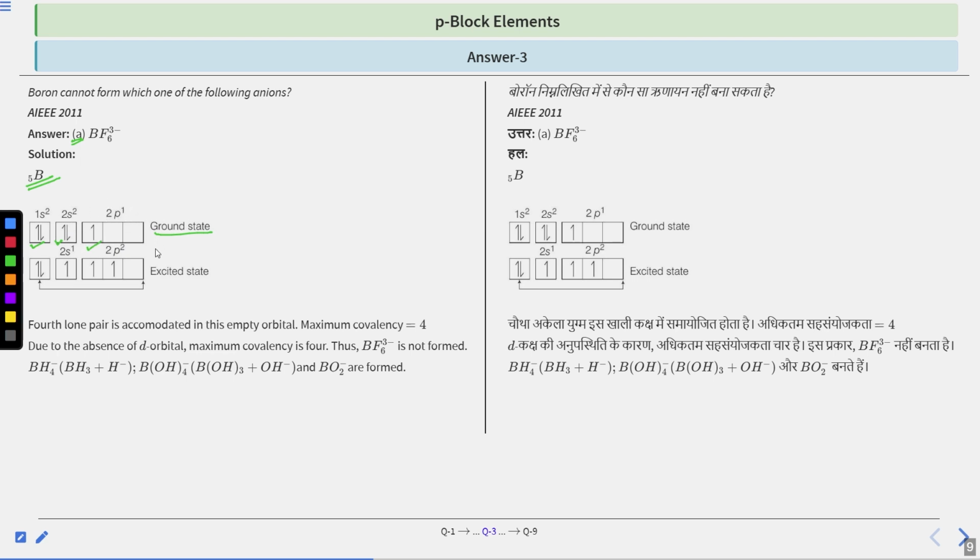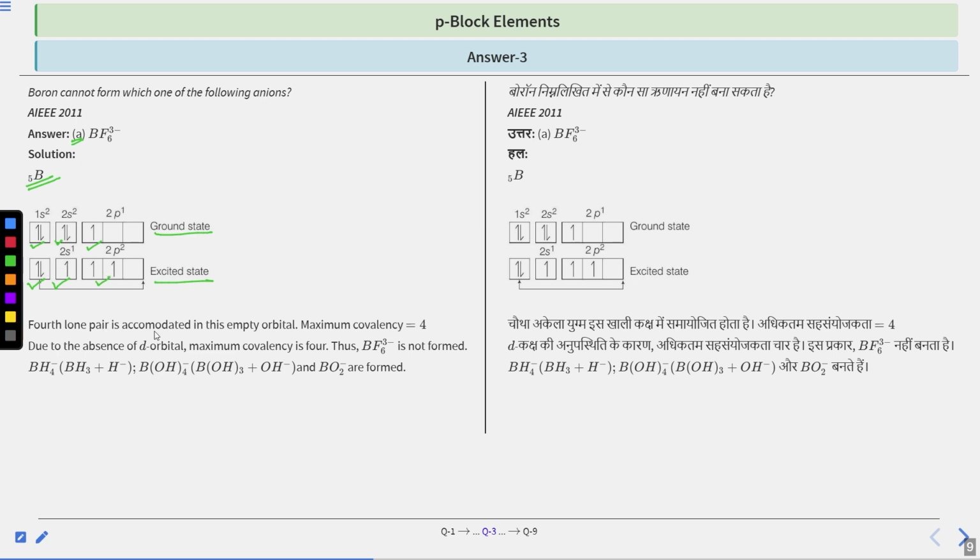Right? So this is the representation at the ground state for the boron. Now, at the excited state, what happened? One electron will move to the outermost orbital. So you can see that this is the excited state representation for the boron. One electron from 2s2 is coming to the 2p1, right? And it is becoming 1s2, 2s1, and 2p2.